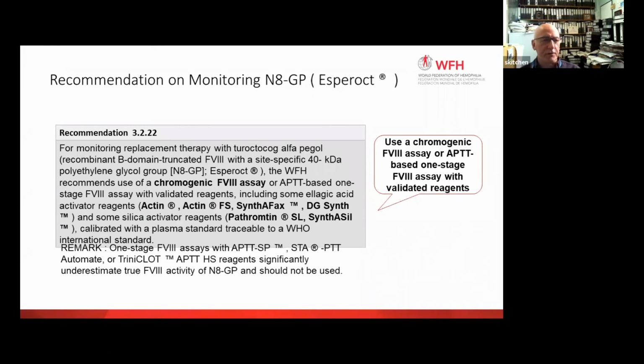Recommendations from World Federation of Haemophilia. Once again, chromogenic assays, a common theme for all of the factor VIII molecules we've discussed so far. Chromogenic assays suitable, some one-stage aPTT-based reagents, but not others. Once again, careful selection of assay.